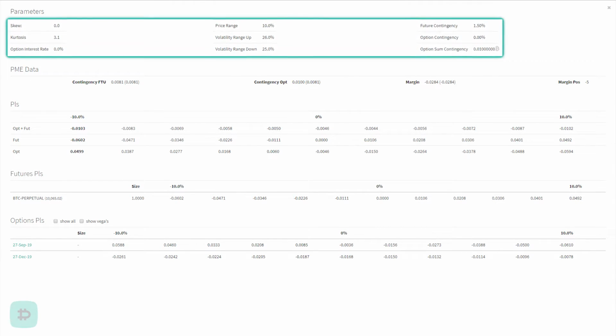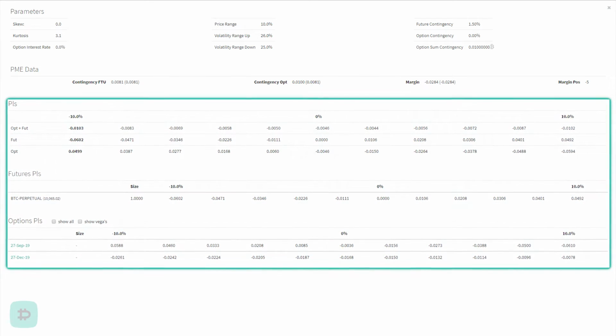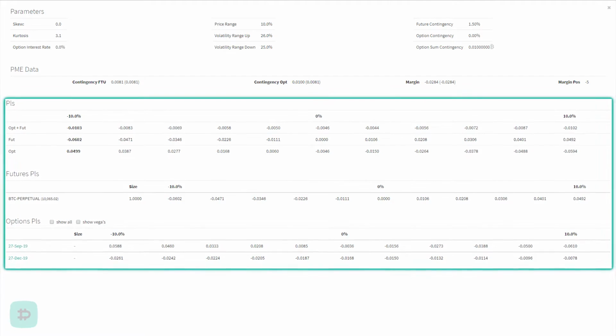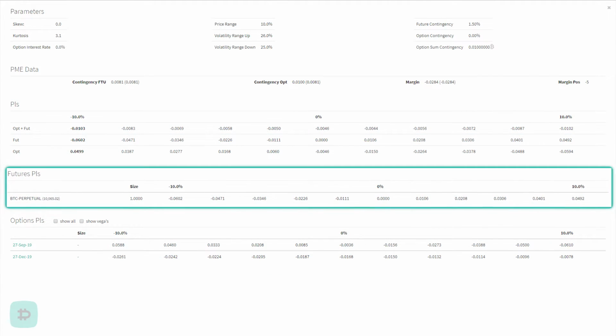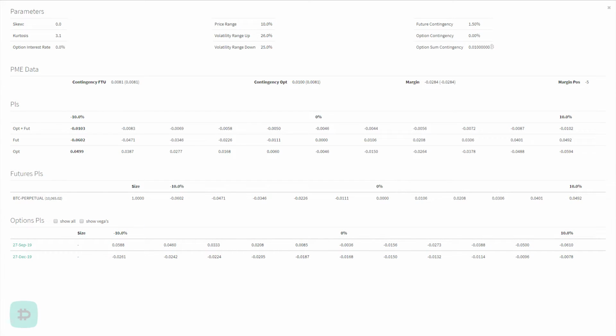At the top, we have the parameters used in the margin calculations. Next, the contingency totals for open positions. This figure is the total maintenance margin requirement of the account, including contingencies. These tables show a complete listing of positions, separated by perpetual and futures with options below. Now let's go into more detail about each of the parameters used in the calculations.